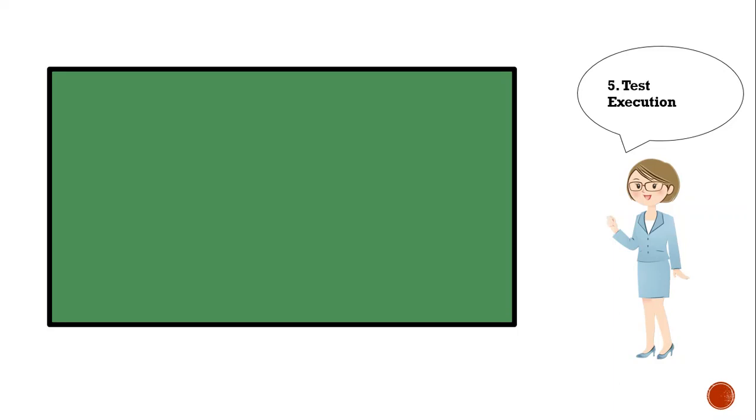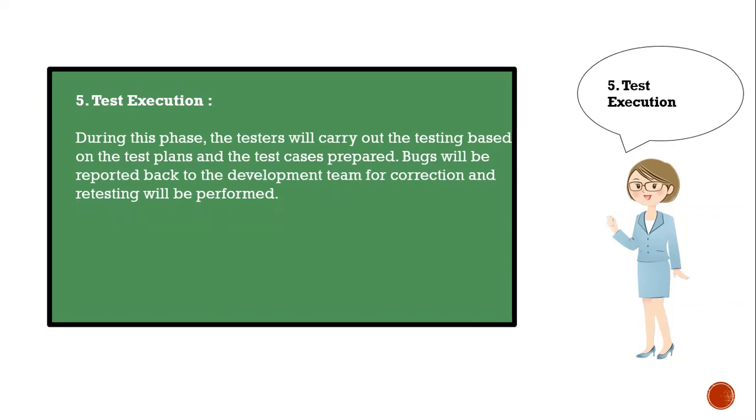Now the next phase is test execution. What do you mean by test execution? During this phase, the testers will carry out the testing based on test plans and the test cases prepared. Bugs will be reported back to the development team for correction and retesting will be performed.